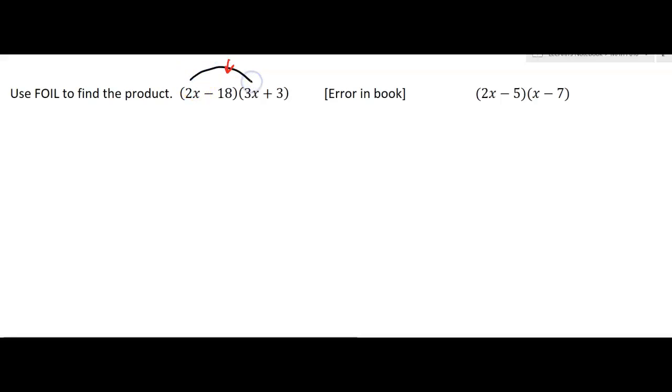Okay. So the first, if I'm going to use FOIL, it's 2x times 3x, which would be 6x squared. Now, if you're like, I don't get that, write the 2x times 3x and then put the 6x squared on the next one. Okay, then I'm going to do the O. So that's going to be plus, I always think about, is it positive or negative first? So it's positive times positive, 2x times 3, that's going to be 6x. Then I'm going to do the I. So the I is going to be those two. Now it's negative times a positive, so it's going to be minus. And my I is going to be 18 times 3. I think that's 54.